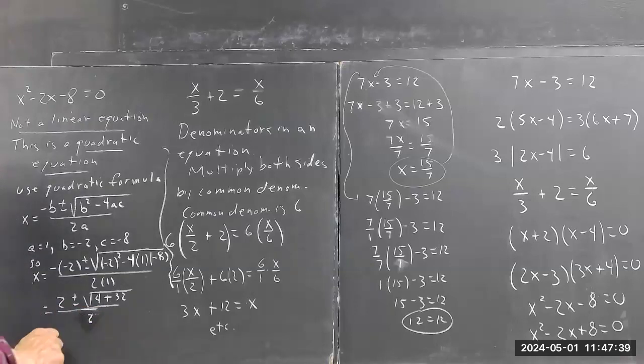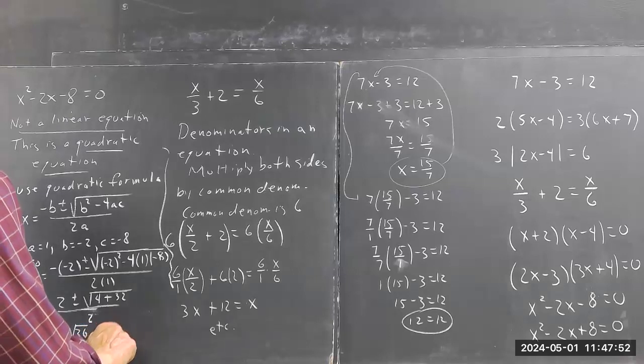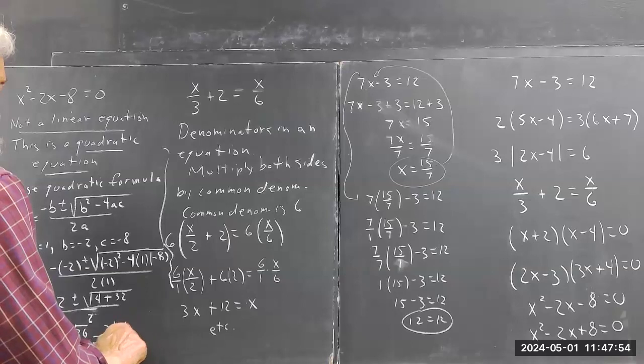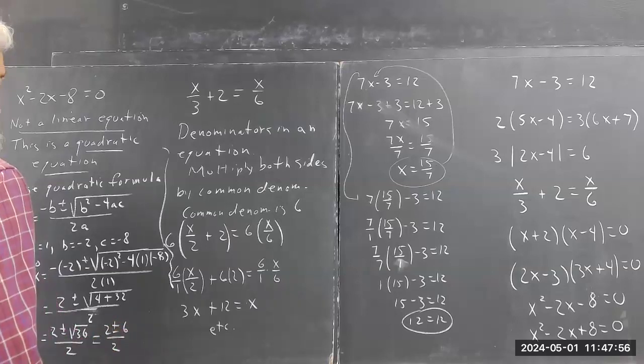So there we have it. Okay, then this is 2 plus or minus the square root of 36 divided by 2. This equals then 2 plus or minus 6 over 2.